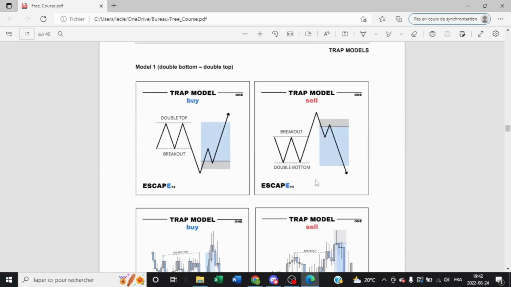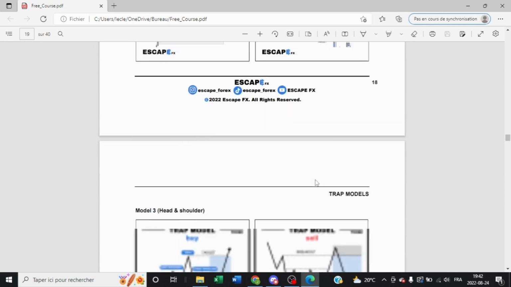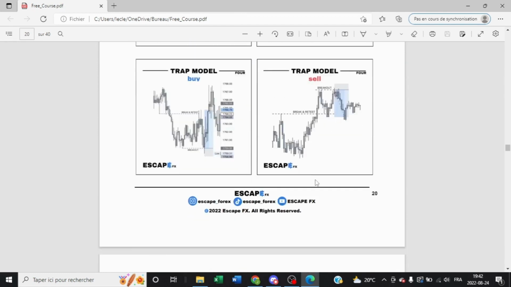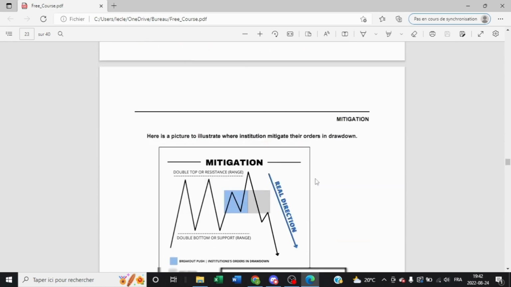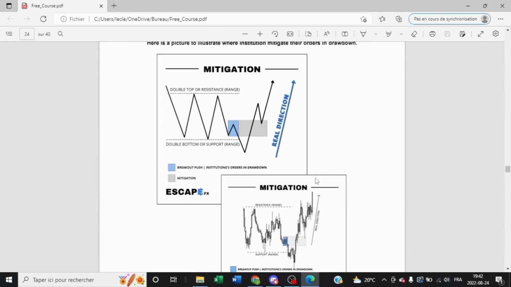So this is our trap models, guys. I'm going to let you go through it by yourself. Mitigation. Also, I'm going to let you go through this by yourself.